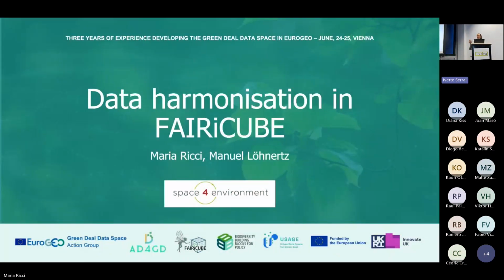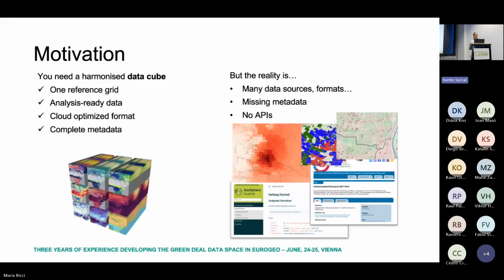So before I jump to the lessons learned from data harmonization in FAIRiCUBE, this time around I wanted to look a bit more into the process. FAIRiCUBE is about data cubes, which we consider as harmonized multidimensional gridded data. So one reference grid, the data hopefully in an analysis-ready, cloud-optimized format with all the metadata filled up. Of course, in reality, as we all know, it's quite different.